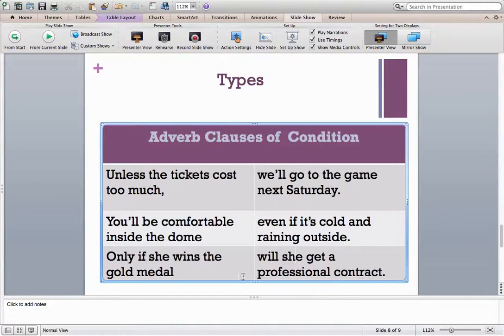If I change this around and begin with the main clause, I do not need to do that reversal in the question order. And I say, she will get a professional contract only if she wins the gold medal.